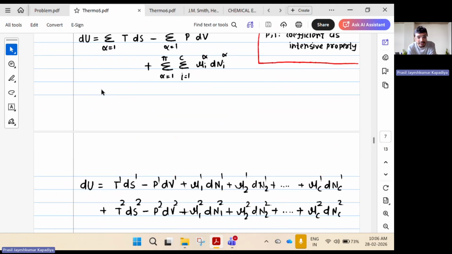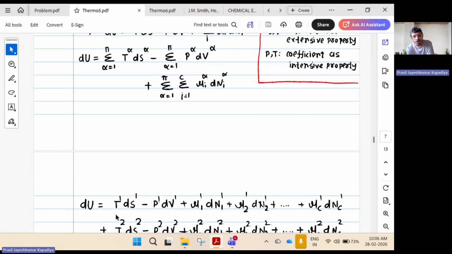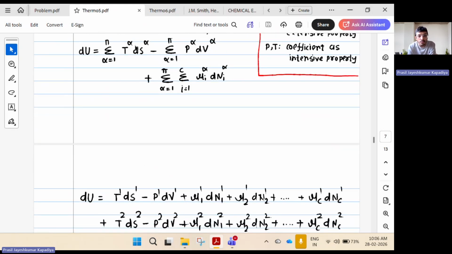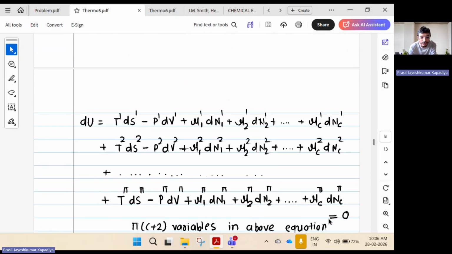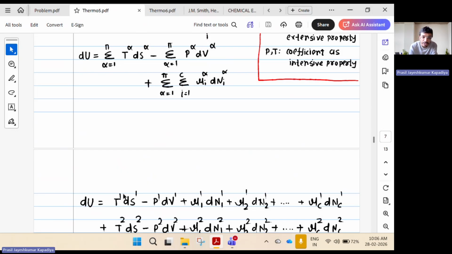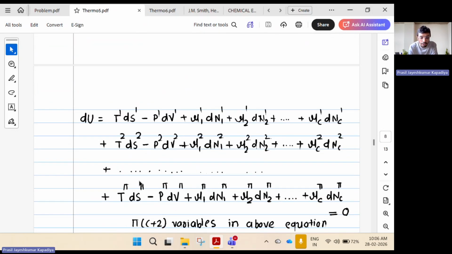Now we will move to writing this equation for alpha equal to 2. So we will add plus T2 dS2 minus P2 dV2 plus, now here two summations. Let's first write it for components 1, 2 and 3 till C for phase 2. So mu1 in phase 2, dn1 in phase 2, plus mu2 in phase 2, dn2 in phase 2, till we reach mu_c in phase 2, dn_c in phase 2. We have written this for alpha equal to 1, alpha equal to 2. Like that we can write it for alpha equal to pi.